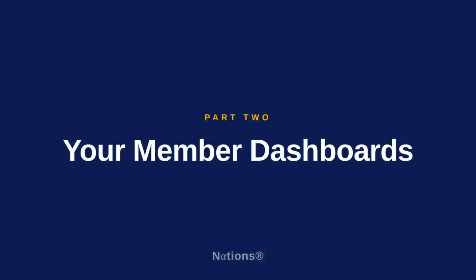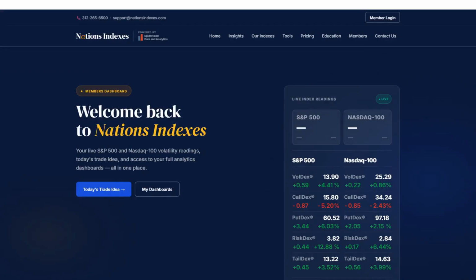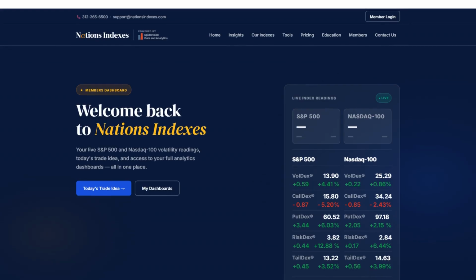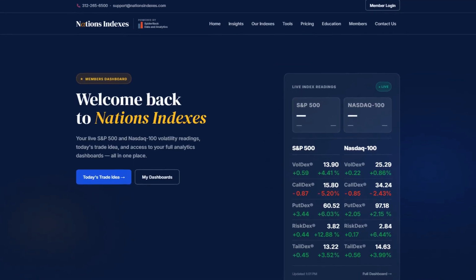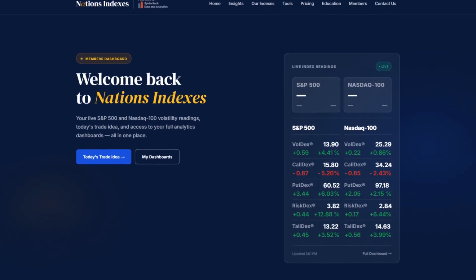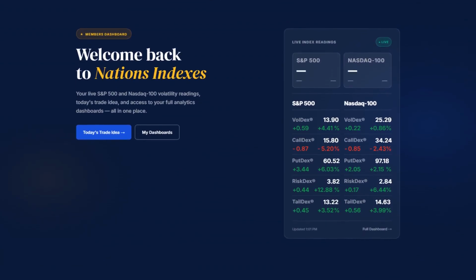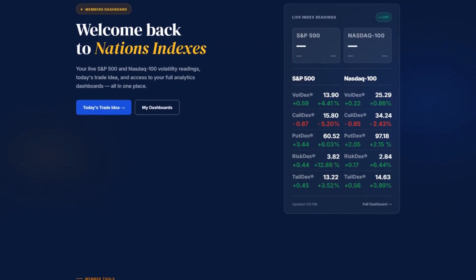Now the members page, home base once you sign in: live S&P 500 and NASDAQ 100 readings for every index, today's trade idea, and your analytics dashboards, with data updating every 30 seconds during market hours. There are 3 dashboards matched to the 3 plans.